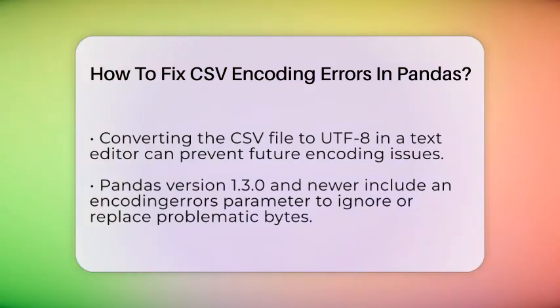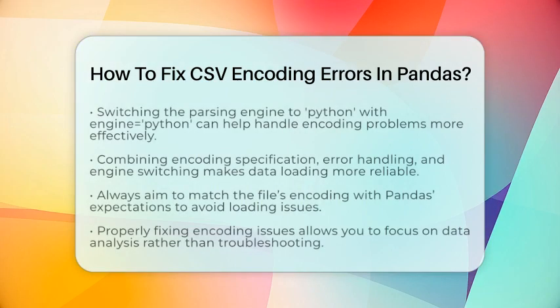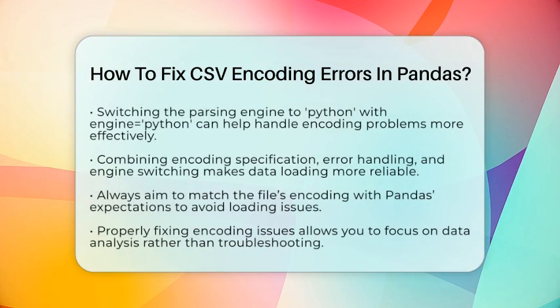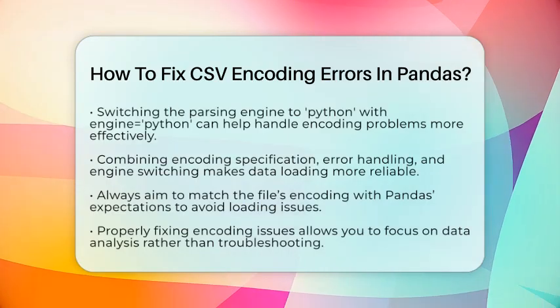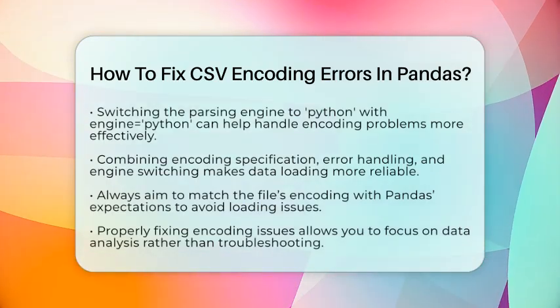Another trick is switching the parsing engine from the default C engine to the Python engine. The Python engine is more flexible and sometimes handles encoding issues better. You do this by adding engine='python' to your read_csv call. Combining these methods can help you load your CSV data smoothly.